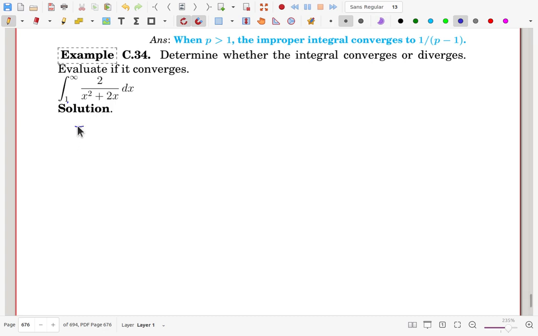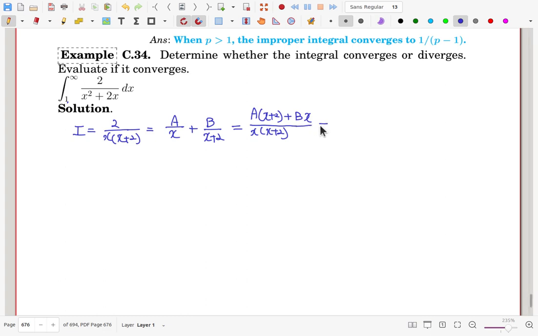For the integrand, that is the same as 2 over x times x plus 2, right? The factors are x and x plus 2. So that can be a over x, and another part is b over x plus 2. We have to decide a and b. Here, the common denominator is x and x plus 2. And here, now there is a times x plus 2, and for the second part, it is the same as bx.